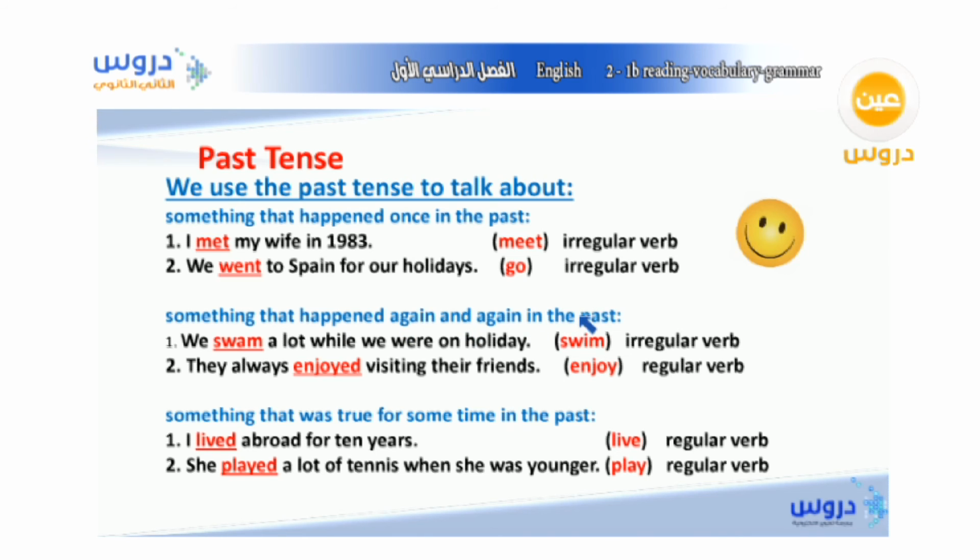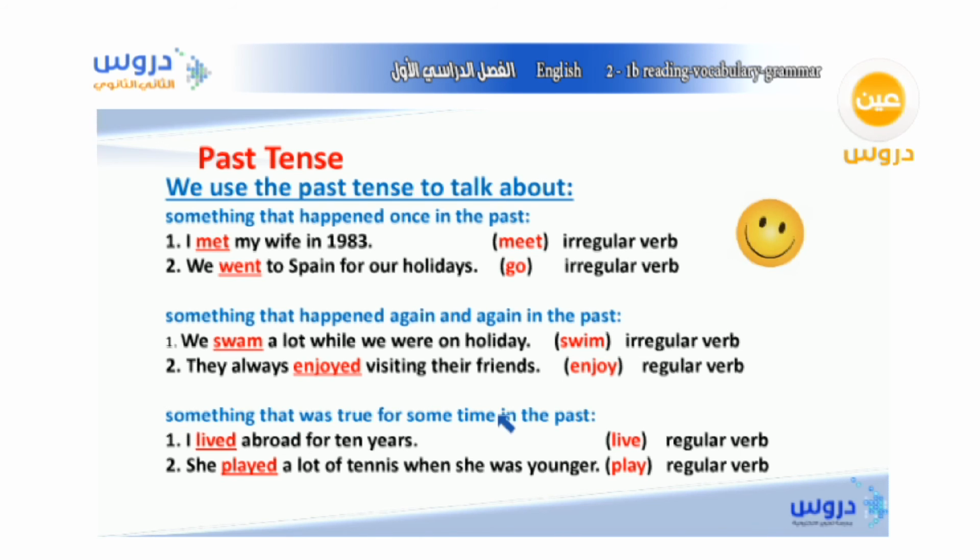And also we use the simple past for something that happened again and again in the past. So something repeated itself in the past. So if we have an example, we swam, so the verb in the present is swim, swam. We swam a lot while we were on holiday. Two, they always enjoyed, and that's a regular verb in the past. In the present, it's enjoy. So they always enjoyed visiting their friends. So this has happened over and over again in the past.